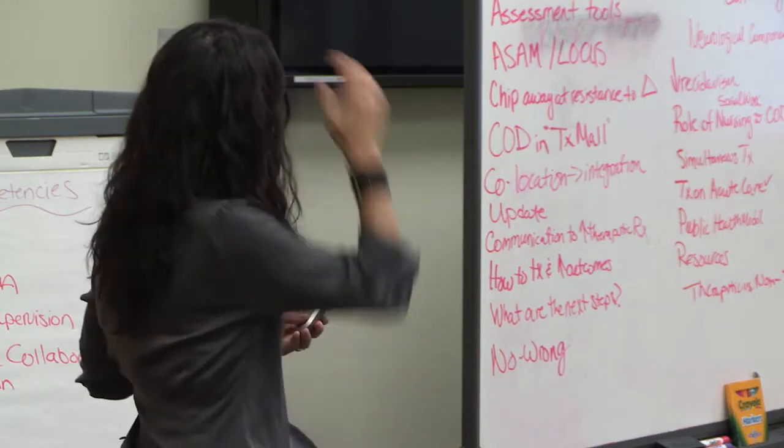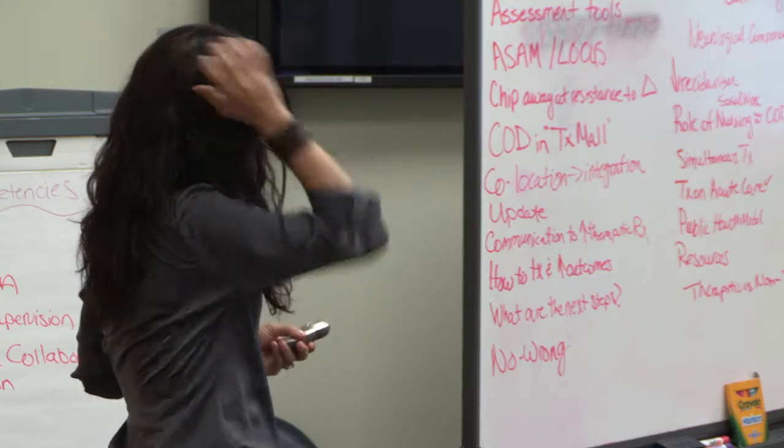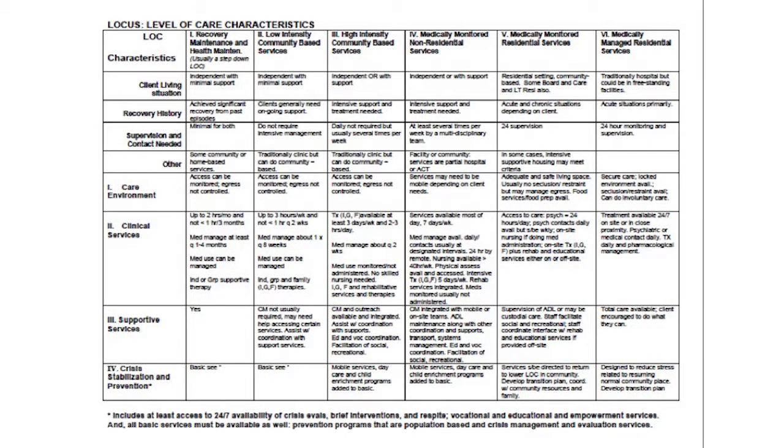Okay, so level of care characteristics. I'm not going to read this whole entire thing to you. I just wanted to put it in here to show you that when I went through the LOCUS, the different characteristics for care settings, those are here. So the client's living situation, their recovery history, supervision and contact needed. So how much supervision and contact is really needed for this individual? Is it daily? Is it weekly? Is it 24-hour supervision? Is it 24-hour monitoring and supervision?